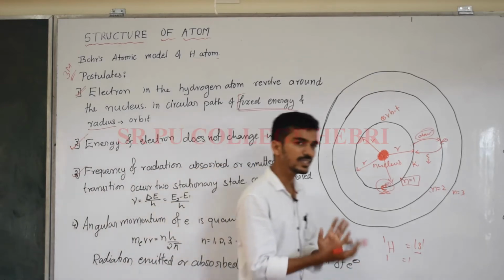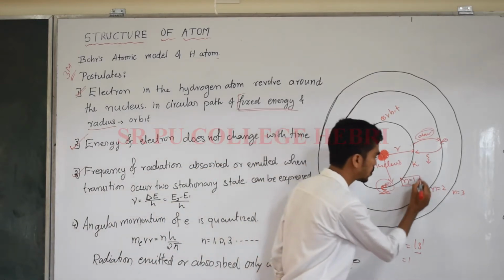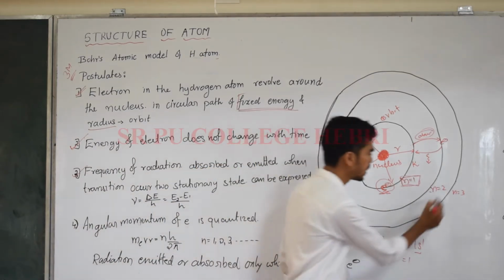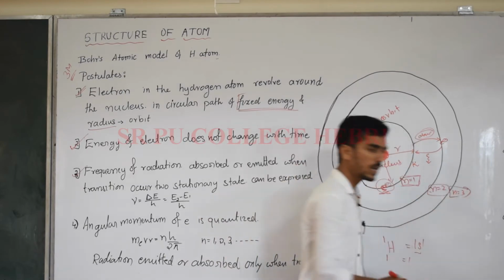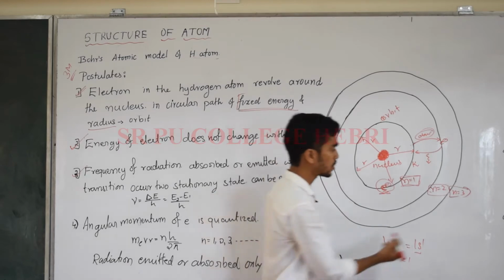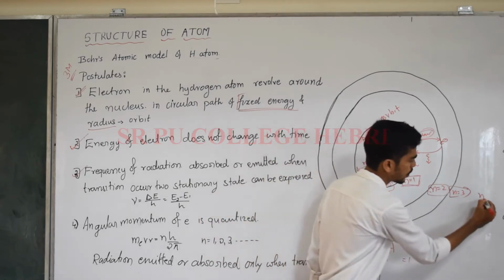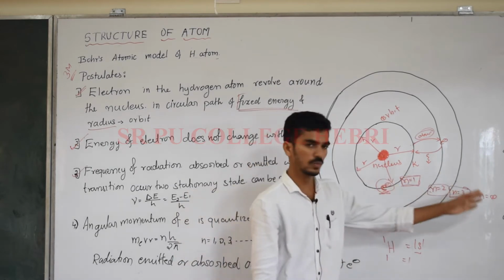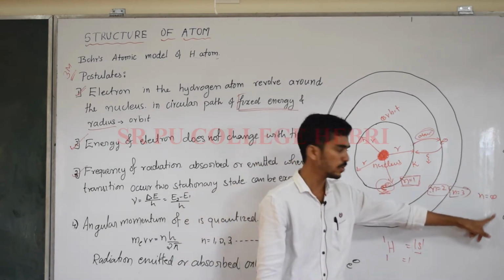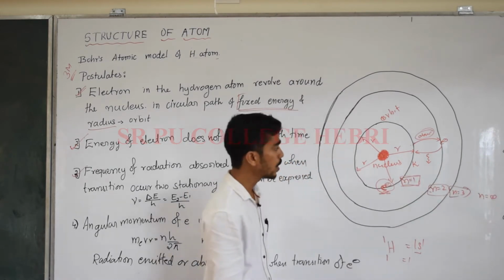Here, which are the stationary states? n equal to 1 is one of the stationary states, n equal to 2 is another stationary state, and n equal to 3 is the next stationary state. So like this it may go up to infinity. Adding shells one by one, it may go up to n equal to infinity.